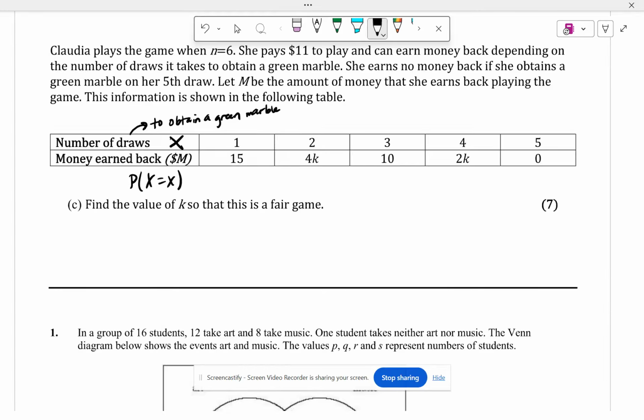Fill out the table, and then we'll come back in a minute. Go back and look at your paper and see if you can find the probabilities for the game ending on each draw. We're going to put it in a third row down below.